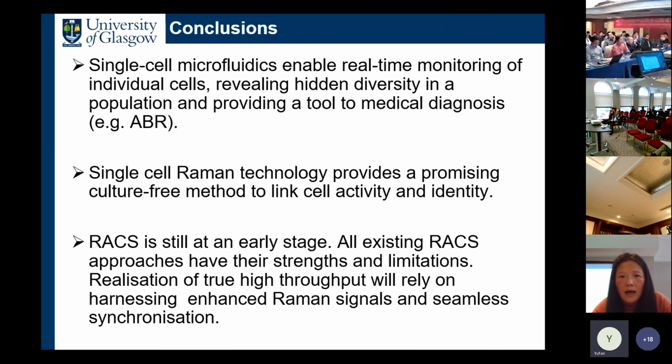So here, a simple conclusion. I have shown you the single cell microfluidics allow us to monitor individual cells in real time, and so that allows us to discover hidden diversity. And we have shown that this approach can lead to many new discoveries. The RACS system at the moment is still at the early stage. However, I hope that I convinced you that Raman-activated cell sorting has a huge potential to look at microorganisms, in particular the environmental microorganisms.